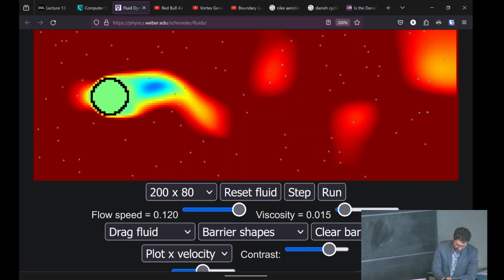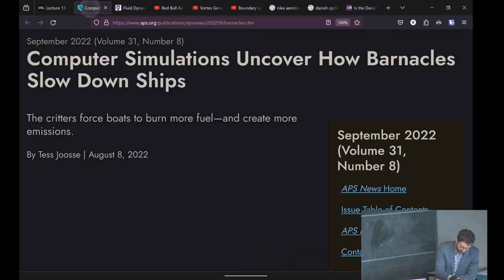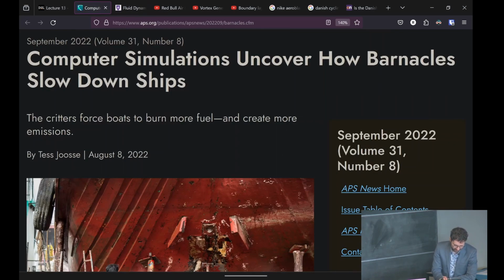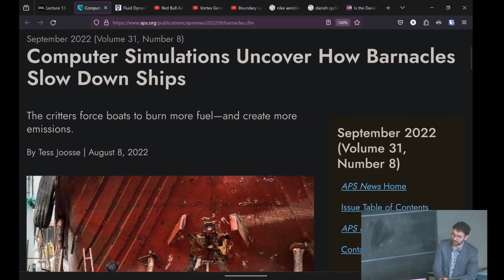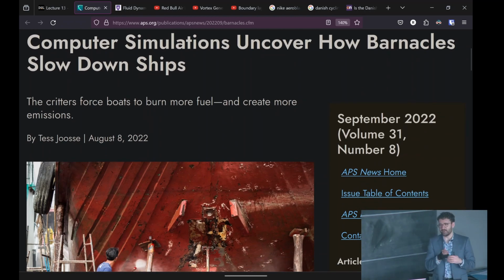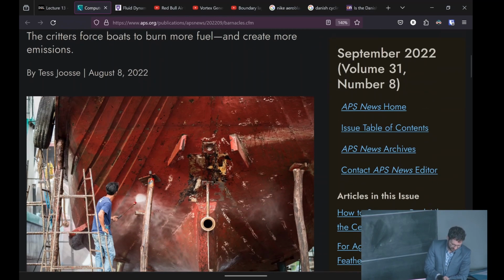So there's an article here about these computer simulations. People did some CFD studies of barnacles along ships. I'll get the lights off again. A ship's hull is a very, very long, smooth surface that has to get dragged through the water. So you want to keep the flow as laminar as possible along that to keep the drag force on the hull as low as possible.